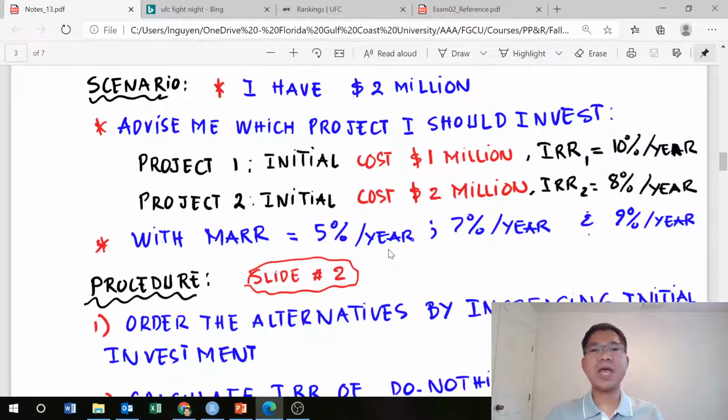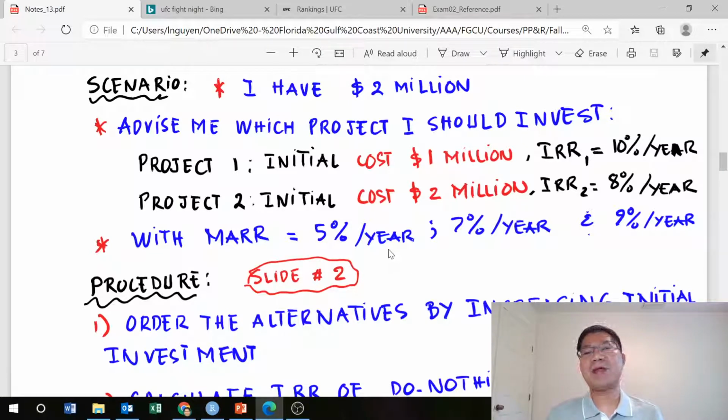Remember how much we get for project 2? $160,000 per year. What does that mean? If it's 5% per year, I better go with project 2. Make sense, everyone? At 9% per year, I go with project 1, as I stated earlier. At 5% per year, then I go with project 2. So 5% per year, project 2. 9% per year, project 1.